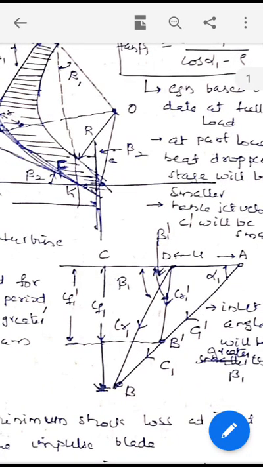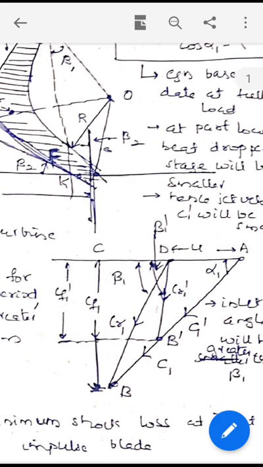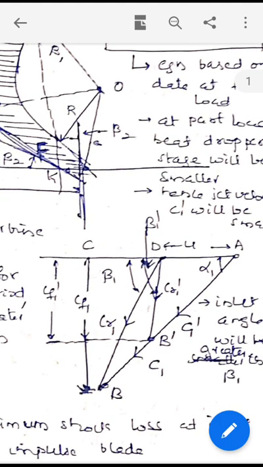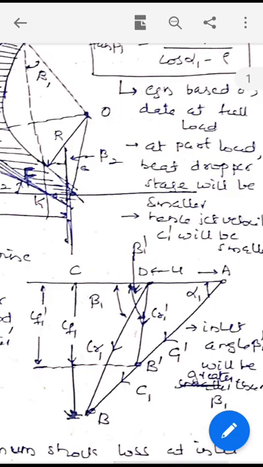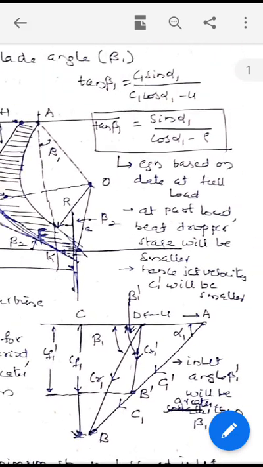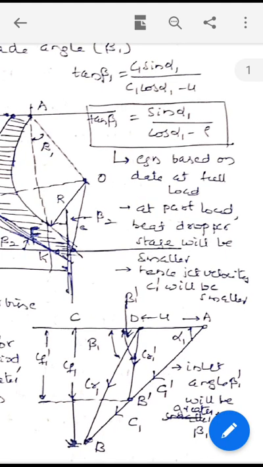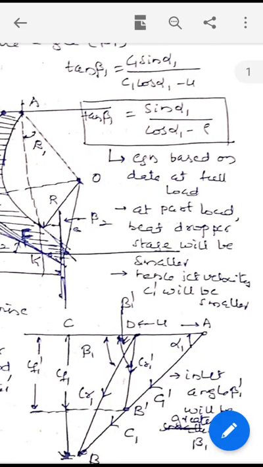Then the angle made by the relative velocity is given by tan beta 1 equal to CB divided by CD equal to CF1 divided by C1 cos alpha 1 minus U. So tan beta 1 equal to sin alpha 1 divided by cos alpha 1 minus rho. This is the angle beta 1 based on the data at full load.